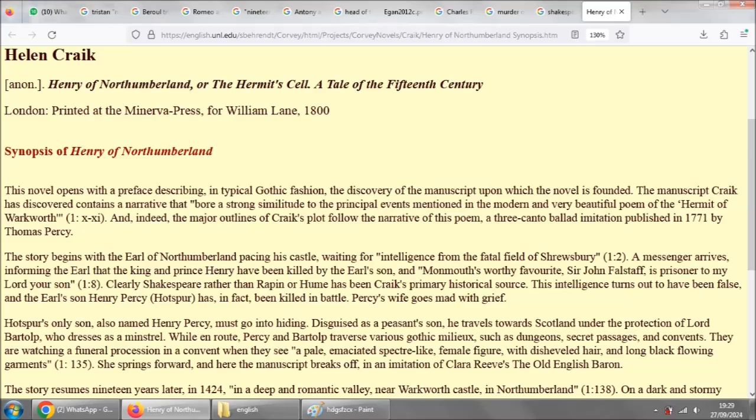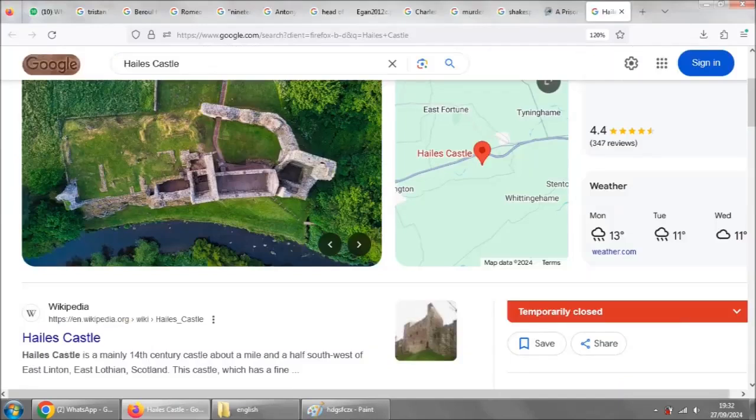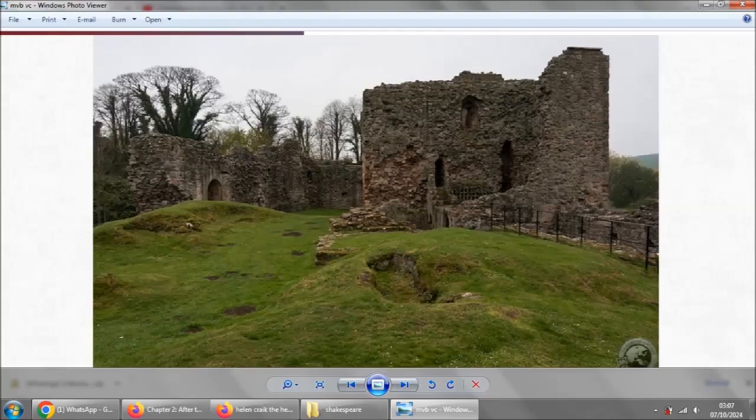So you can see the centuries of this poetry and other things connected to Shakespeare, all these other people, even the actual history, and it's all just a joke. You see, now we're going to actually look at the history of England and other things at the time. So here is this castle. This is Hailes Castle or Hales Castle, however you want to pronounce it. Yes, a 14th century castle. They're telling us 1.5 miles away from East Linton in East Lothian in Scotland. That's what they're telling us.